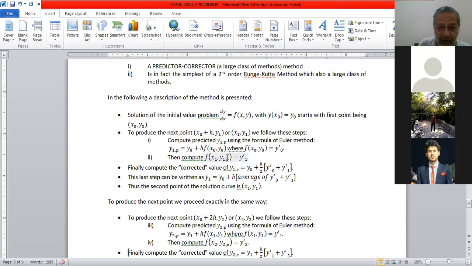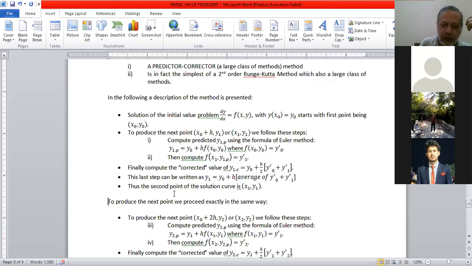whereas y prime at x1 is evaluated using function of x y, in which we substitute x1, that is x naught plus h, and y predicted. इन दोनों का एवरेज जो है उसको h से मल्टीप्लाई करें, and that gives us the corrected value of y, and that is our one iteration completed. Starting from x naught y naught, we produce now x1 y1, where x1 is x naught plus h, but y1 has been double evaluated. First a predicted value, then a corrected value, and the corrected value takes the place of y1 actually.